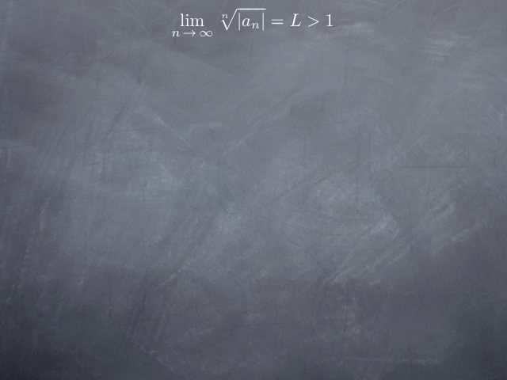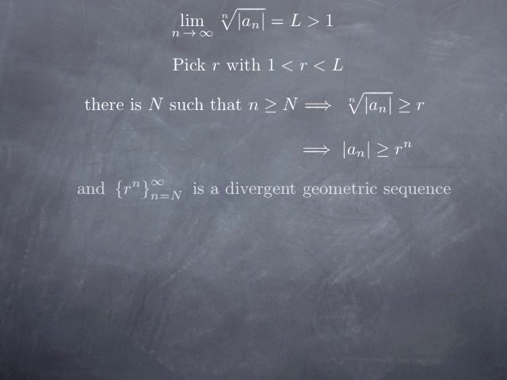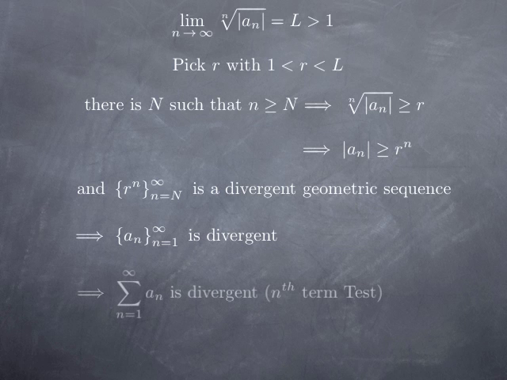Now what if the limit of this nth root of a_n is actually greater than 1? Well, then we can pick a number r between 1 and L, and make sure that for indices large enough, the nth root of the absolute value of a_n is greater than r. That means that the absolute value of a_n is greater than r to the n, but r to the n, if r is greater than 1, is going to diverge to infinity. And therefore, the sequence a_n is going to be divergent because the sequence of the absolute value of a_n goes to infinity. And that means that by the nth term test, since the sequence of the general term does not go to 0, the series is divergent.